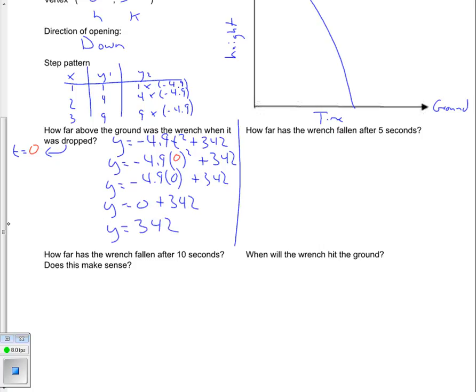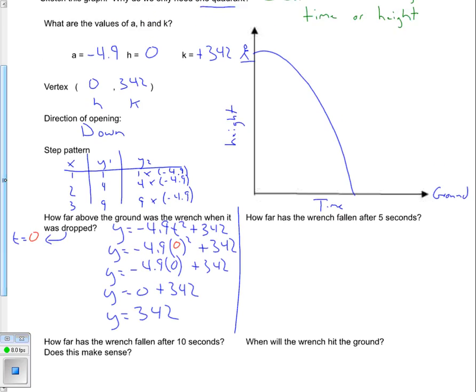What it means is that the height of the wrench when it was first dropped is 342. This here represents the vertex. My graph has shifted a little bit, but he's dropping it at the vertex.